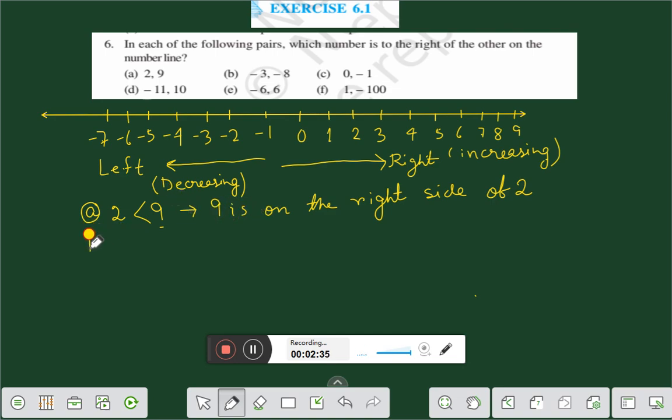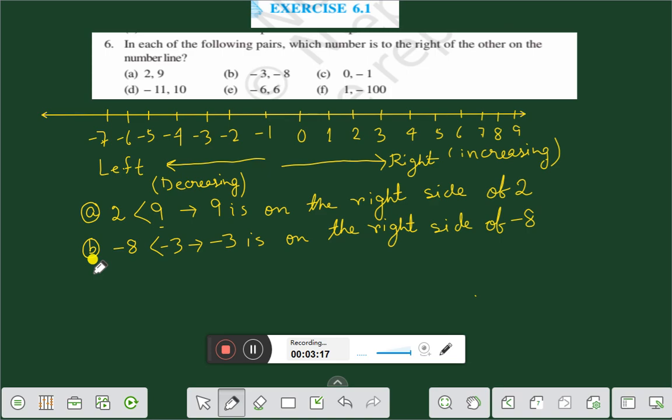Question number B, minus 3 and minus 8. You see minus 3 and minus 8. Minus 3 is greater, right? Therefore you can say that minus 3, the number which is greater, is on the right side. Therefore minus 3 is on the right side of minus 8.